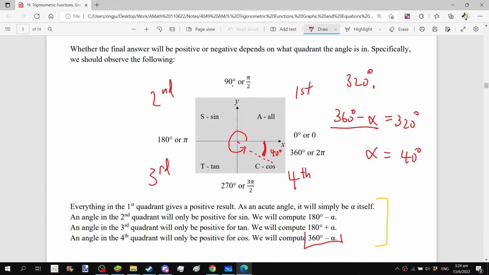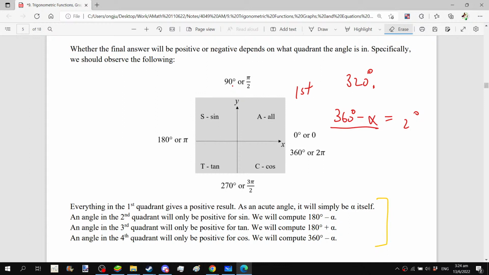Right? As a more complicated example, perhaps you could ask yourself, okay, what if we have a really large angle? Let's say, for example, we are given 420 degrees. What will we do in this case?